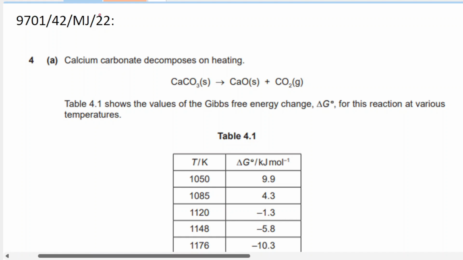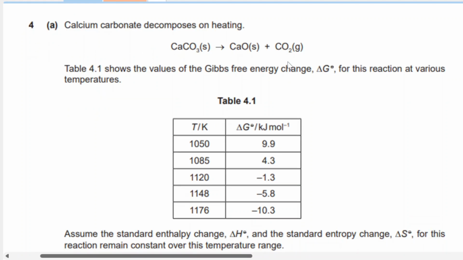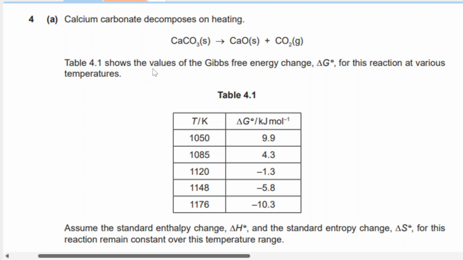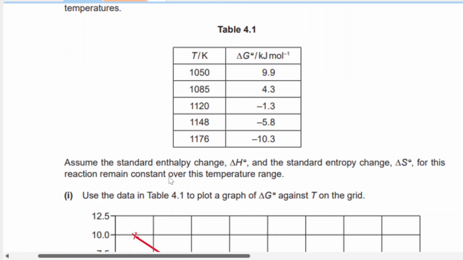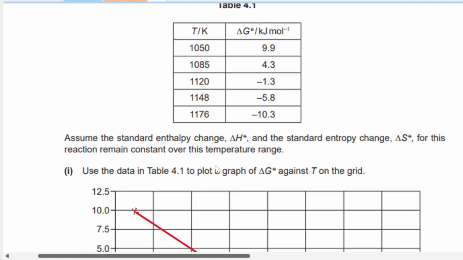This is from May-June 2022. Calcium carbonate decomposes on heating. So we have a basic equation here. Then table 4.1 shows the values of the Gibbs free energy change at different temperatures. So we have different temperatures in Kelvin over here and their values for the Gibbs free energy change. Assume the standard enthalpy change and the standard entropy change for this reaction remain constant over this temperature range. Plot the graph of delta G against T on the grid.